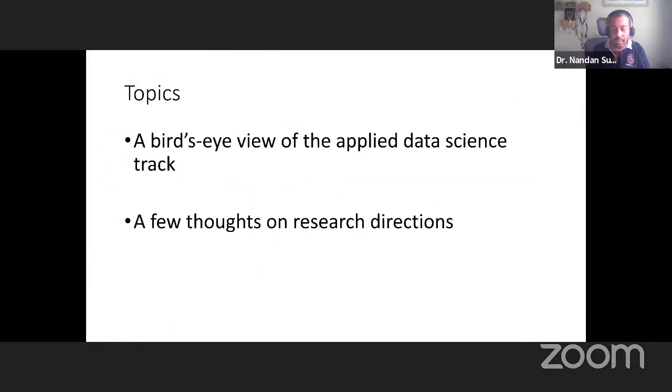Okay, so I wanted to do two things, and you tell me if you'll have the time for it. One was, depending on the audience, whether it would be of value at all, since I've been involved with many of these projects through their evolution, to give an overarching summary of the 5 projects that we've had in the applied data science track, and maybe a few thoughts on research direction.